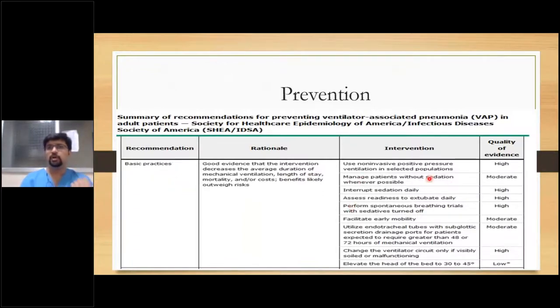So basic practices that are being done is usage of non-invasive positive pressure ventilation in selected population. If you're not putting a tube, then definitely you're avoiding VAP. So the more you postpone putting a tube, put them on NIV, I think so, the quality of evidence is good, and the chances of developing ventilator-associated pneumonia will be low.